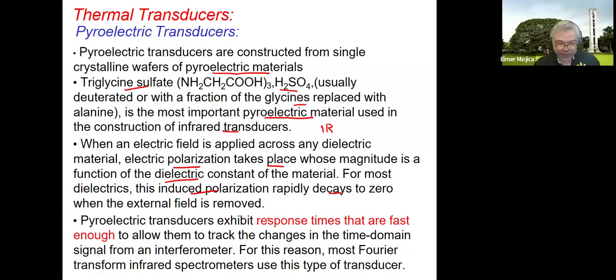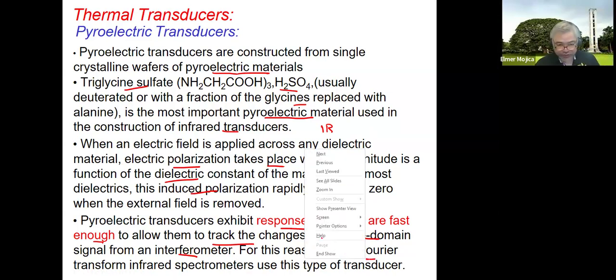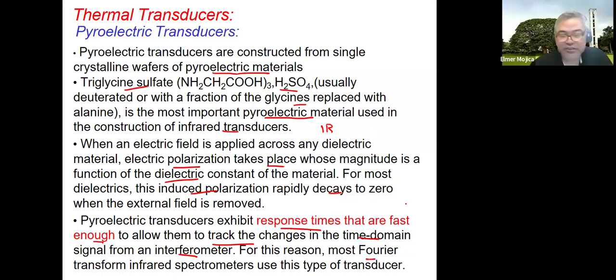Okay, so the pyroelectric transducers exhibit response times that are fast enough to allow them to track the changes in the time domain. So what are they using? Time domain from an interferometer. So for this reason, you use it in Fourier transform IR, or the so-called FTIR.